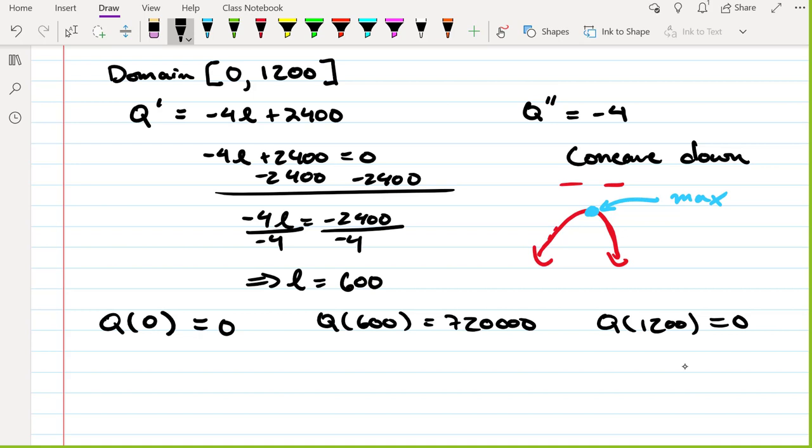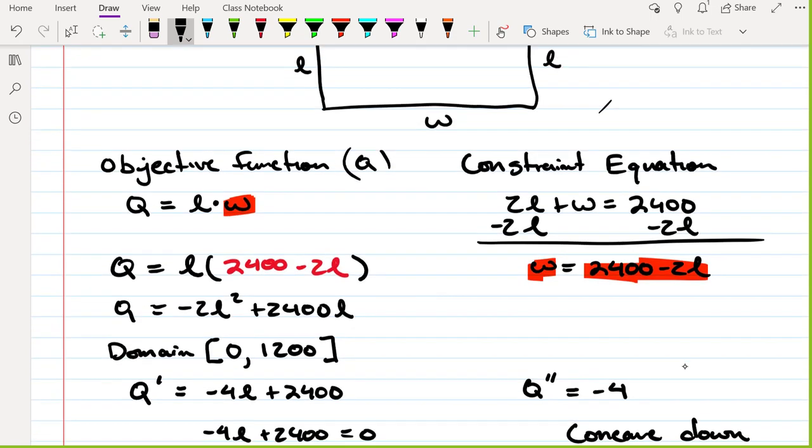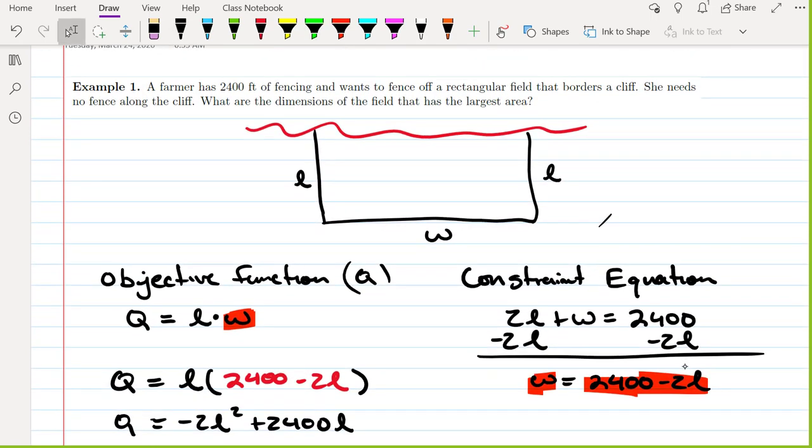So let's go look at each of these. We had our L. In each of these situations, what happened? Well, if L equals 0, what happened in our diagram? We built the fence just right next to the cliff, so there was no area. In the second case, 600, that's where we got the maximum.